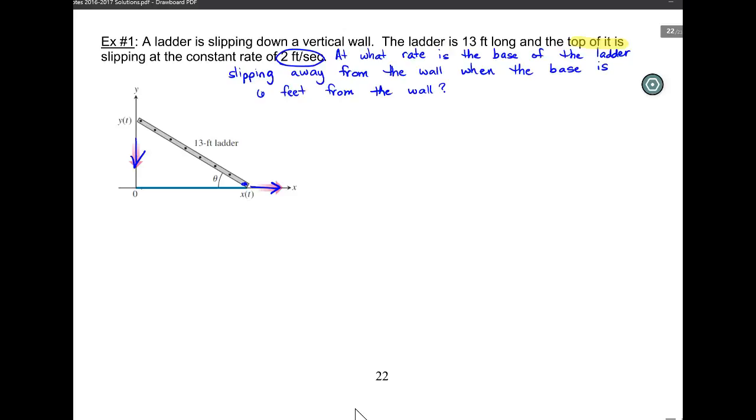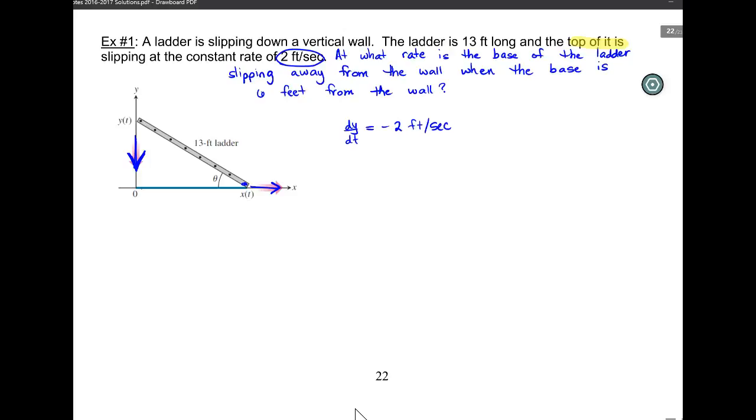So here's y representing that vertical distance. So we know dy dt. And since the rates can be positive or negative, we think about, is the distance getting bigger or getting smaller? Well, as it's going down, that vertical distance is getting smaller. So it's -2 feet per second.